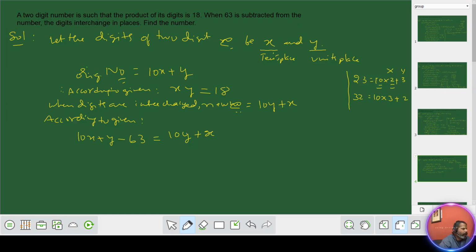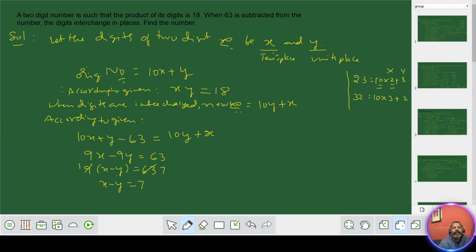Remember, now you take everything to one side and simplify it. 10x minus x will come 9x. y minus 10y will come minus 9y. 63 we will push to the right side. Then you take 9 common here: x minus y is 63 over 9. Why do we take 9 common here? It gets simplified. 9 ones are 9, 9 sevens are 63. Therefore, x minus y is 7.